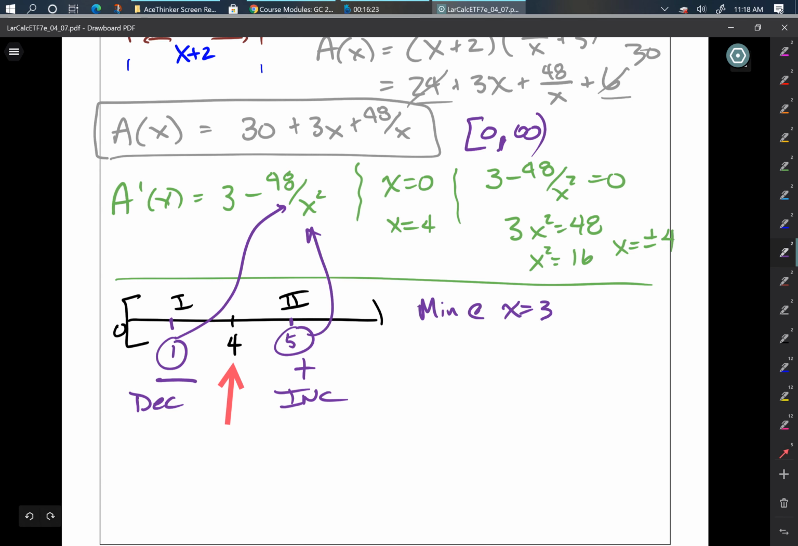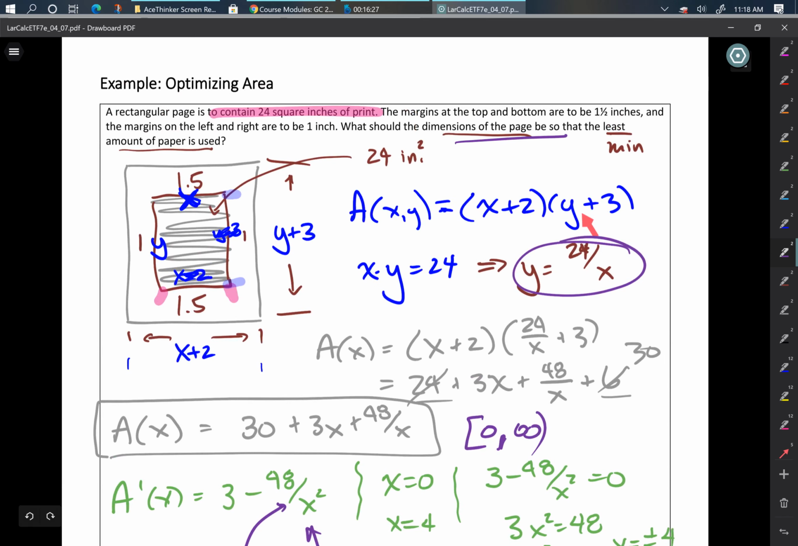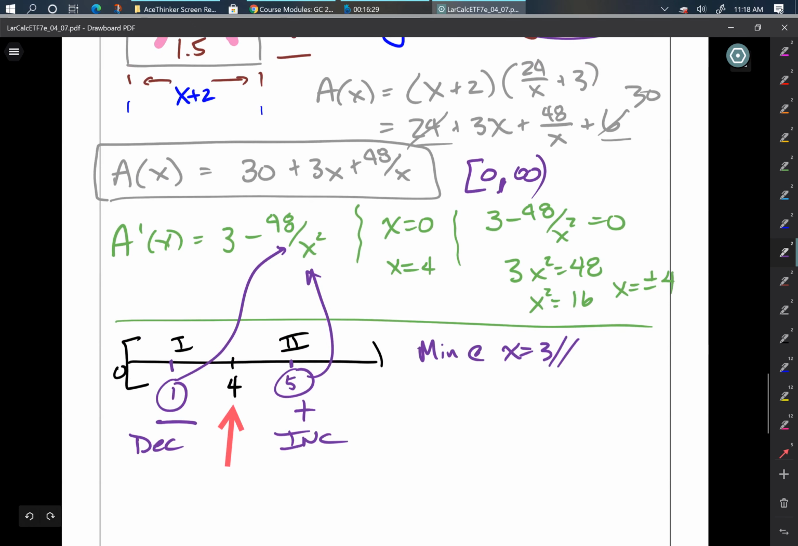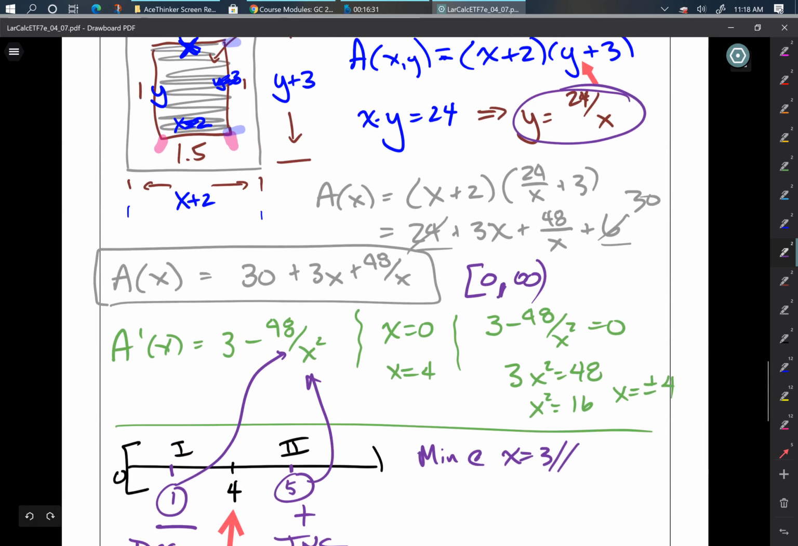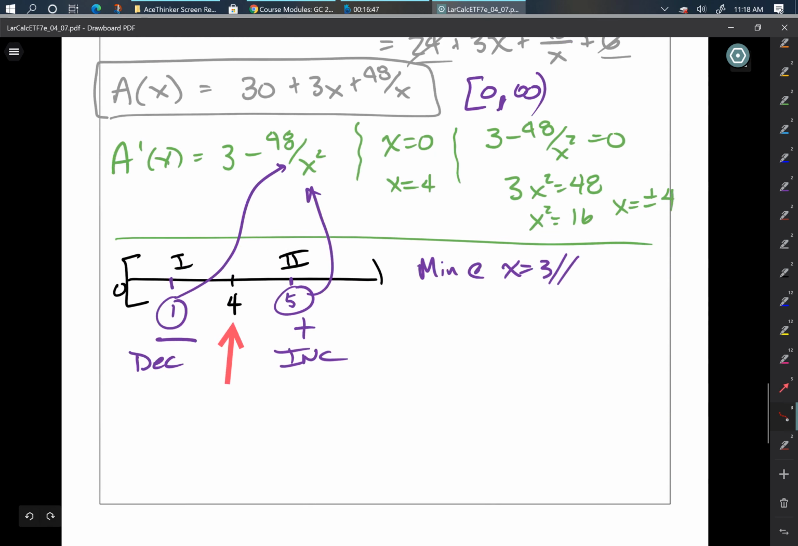Now here's where we have to be careful though. They want the dimensions of the page, and we found that x is 4. But what did we call x? Remember, when we set this thing up the second time, this is what we made x. So how wide is the paper actually? It's x plus 2. And then how tall is the paper? Well, y plus 3, but I don't even know what y is yet.